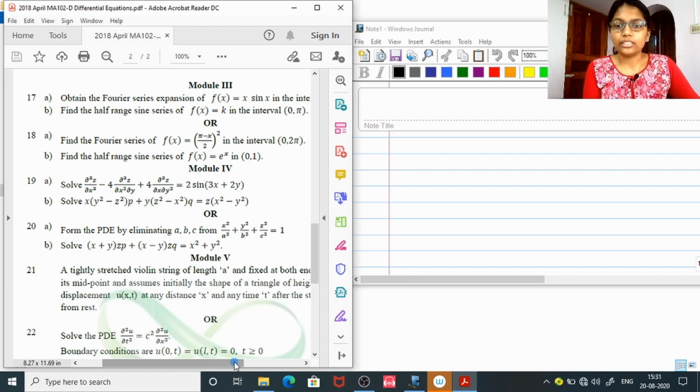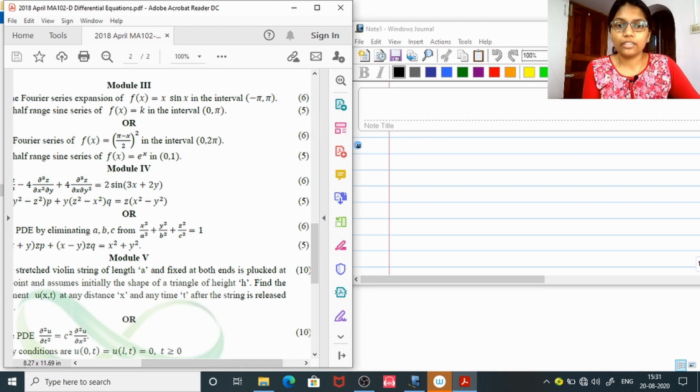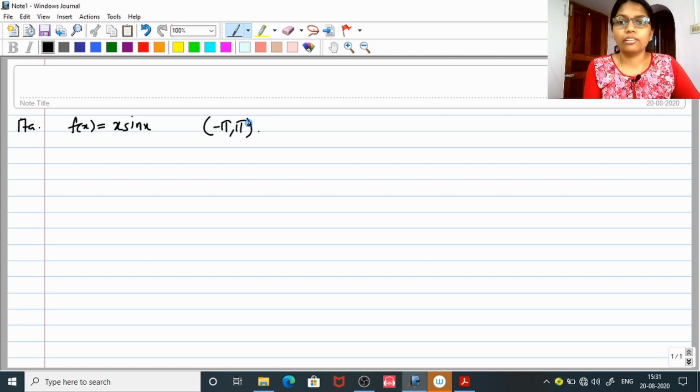Let us get into the next question, which is 17a: f of x equal to x sine x in the interval negative pi to pi. See, why I kept this question for the end is because here the range has a symmetrical behavior. You can see it is like negative L to L, or negative 10 to 10, negative 2 pi to 2 pi, etc. In such ranges, the lower limit will have a negative sign and the upper limit will have a positive sign, and in magnitude both will be the same. So such ranges are called symmetrical ranges.